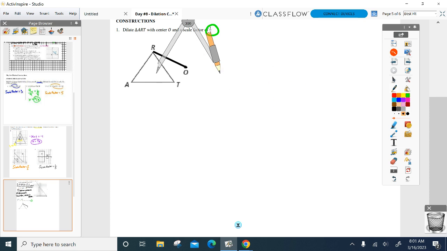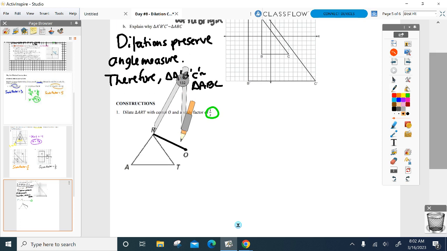We're going to cut this distance in half. Put your compass point on R or O, doesn't matter. Remember this one? Open up your compass more than half the length. We're going to make a decent size arc here, about a half circle size arc.